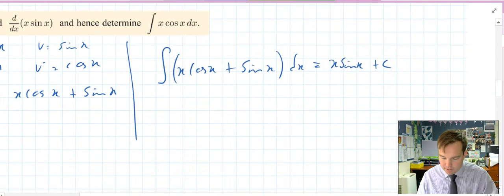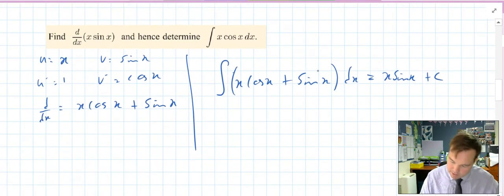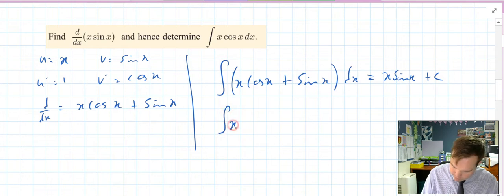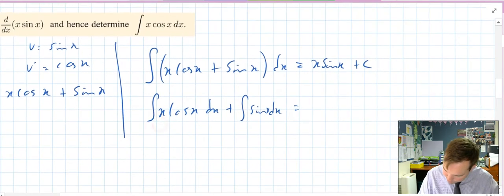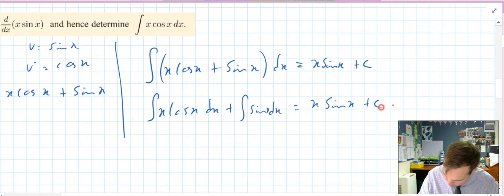So what we're saying is, okay, if we have differentiated x sine x and got out this, we can integrate it and go back there, but with the plus c. Now what we do is we do the integral of x cos x dx plus the integral of sine x dx is equal to x sine x plus c.